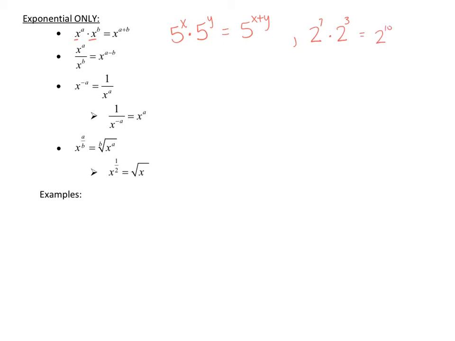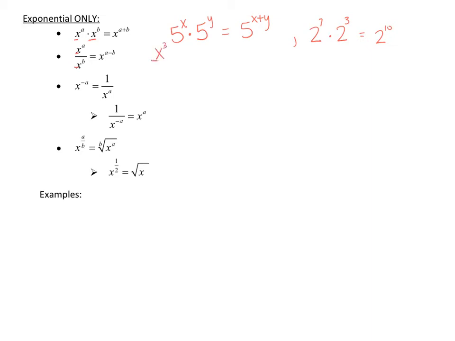Okay? Now, the next property is that when I have the same bases being divided, that turns into subtraction. Again, that's similar to our quotient property for logs, because remember when we had that log property of our quotient property, we were taking division, turning it into subtraction, and vice versa. Same idea here.